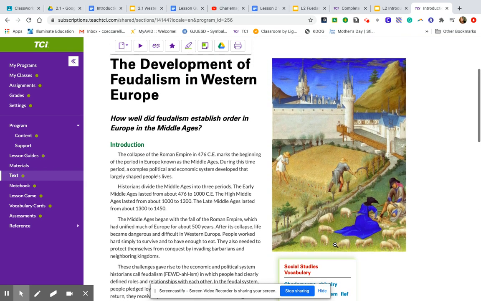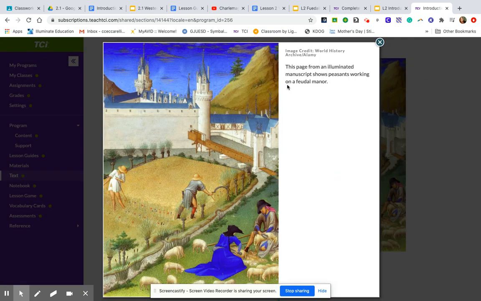Finally, I want to look at the picture. Whenever I look at pictures, I always want to click on the picture so that I can read the caption that tells me what is going on in the picture. This one says, "This page from an illuminated manuscript shows peasants working on a feudal manor."